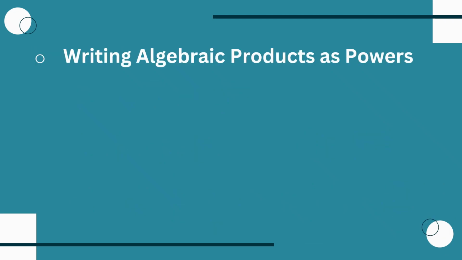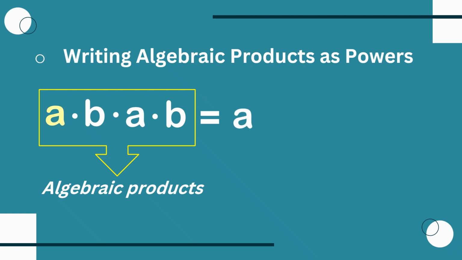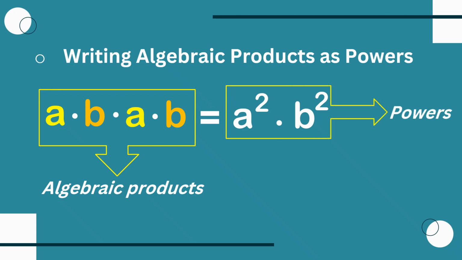Next, we're going to discuss writing algebraic products as powers. For example, A times B times A times B. So this is the algebraic product. To write this expression into powers, first we're going to count the factors A and B in our expression. So we have 2 factors of A, so A raised to the exponent of 2 times B. Also, there are 2 factors of B in our expression, so B raised to the exponent of 2. A squared times B squared is the power.